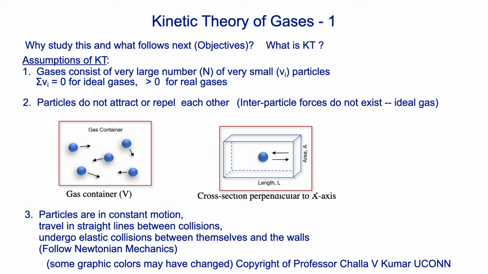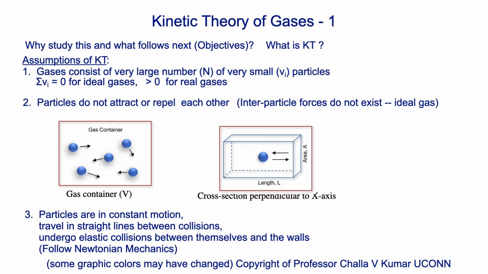Now we will assume that the gas container has a rectangular cross-section of length L and area of cross-section A. And our particle is moving along the x-axis. This is an important assumption we make, that is, the particle moving along the x-axis. We can question this assumption later on and see what changes we need to make, or if no changes are to be made in our derivation.